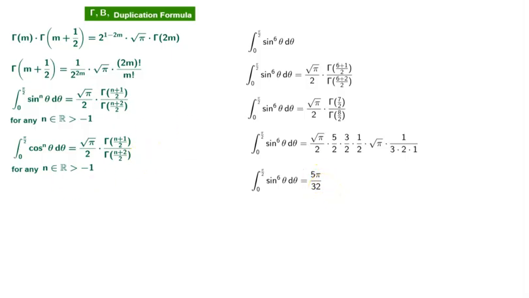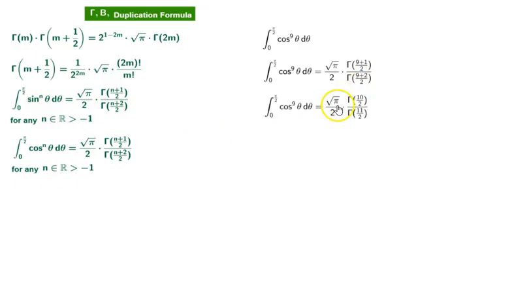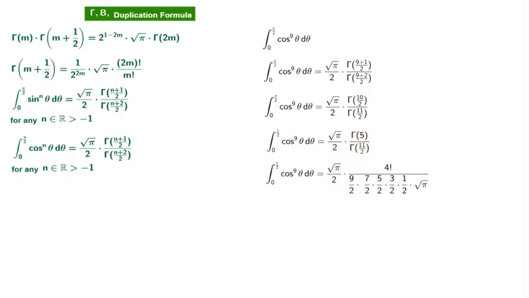Let's look at an example for cos also. So integral from 0 to pi by 2 of cos to the power of 9 theta d theta. Again, straightforward, we apply the formula. Root pi by 2 times gamma of 9 plus 1 by 2 divided by gamma of 9 plus 2 by 2, which becomes root pi by 2 times gamma of 10 by 2 by gamma of 11 by 2, which is equal to root pi by 2 times gamma of 5 by gamma of 11 by 2.